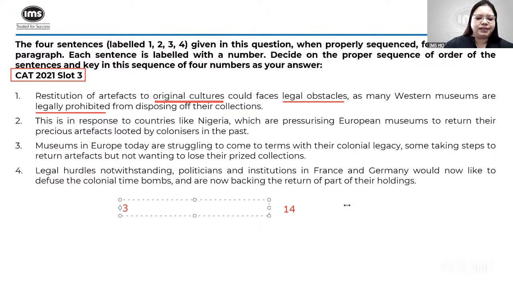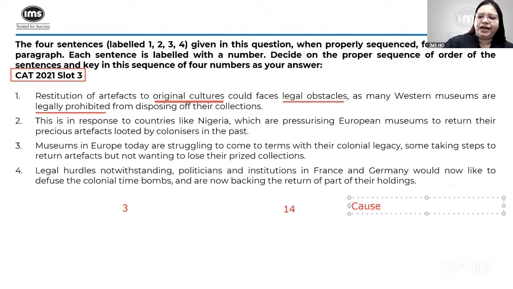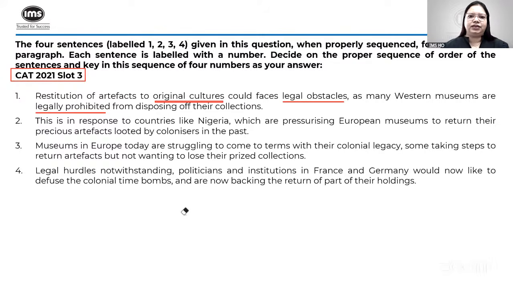So you're talking of something on the lines of a cause or a happening that can lead to a consequence or an effect. The whole idea of having to face legal obstacles can only come in if and when they return their artifacts, correct? And who faces the legal obstacles? It's the museums. So I have to talk of 3 first, correct? 3 is the event where you find that you have museums trying to deal with the tradition of the colonial rulers that they've inherited, their inheritance from the colonial times.